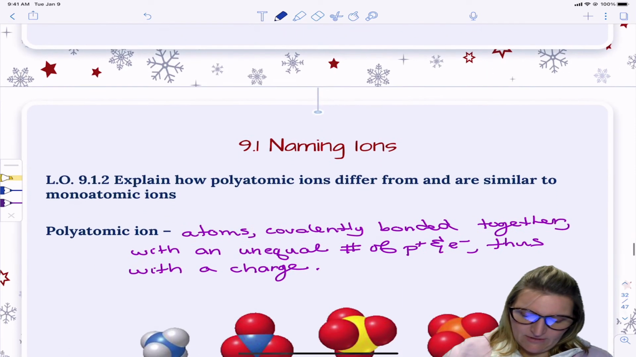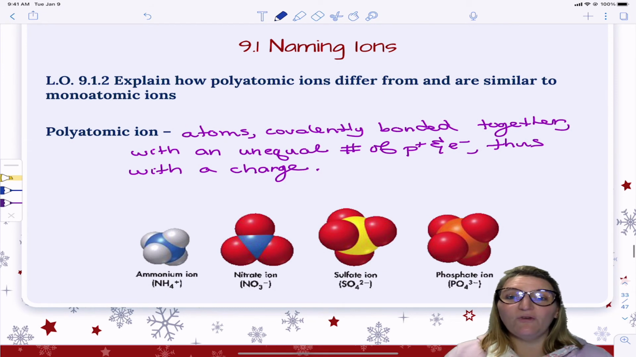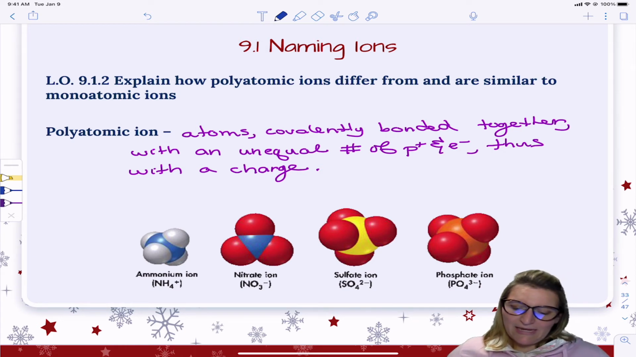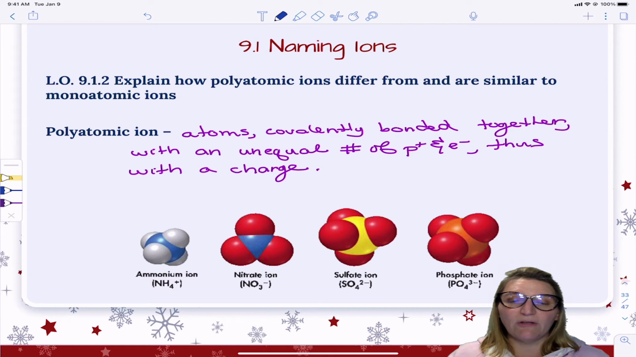Okay? So then we get to polyatomic ions. This is probably a brand new word for you. Think of what that word actually means. Poly means more than one, atomic, atom, ion. So an ion made of more than 1 atom, and that's basically it. The atoms themselves are covalently bonded to each other. But since in the group there's an unequal number of protons and electrons, it overall has a charge.